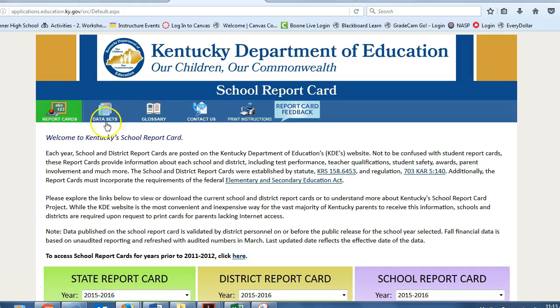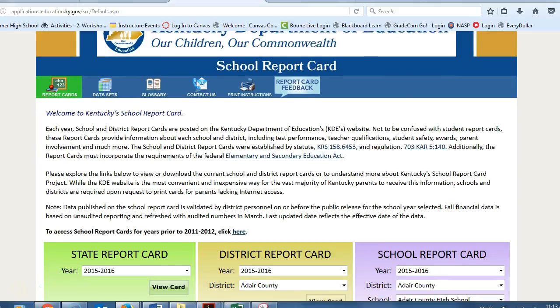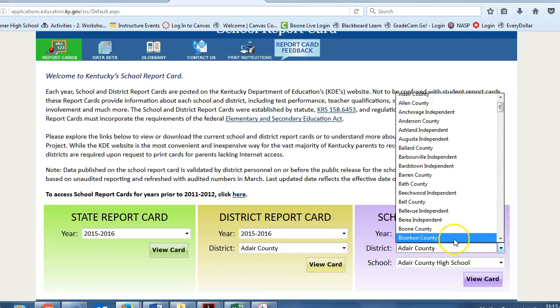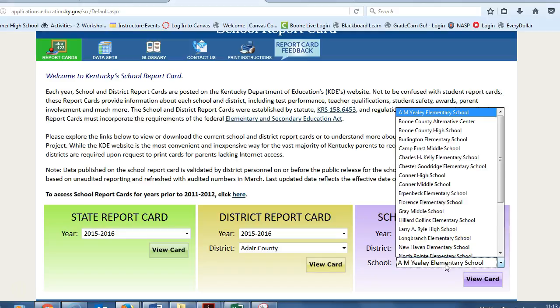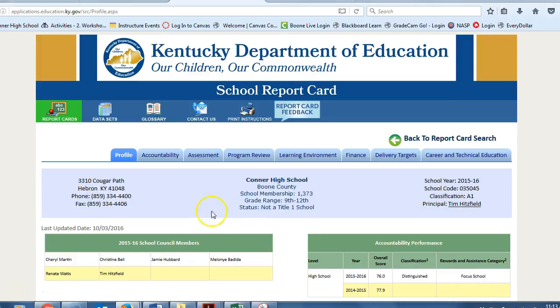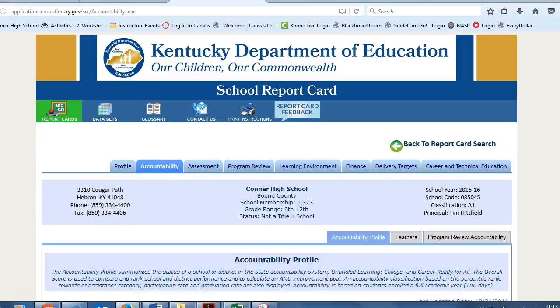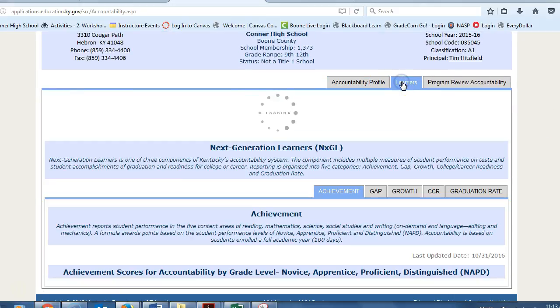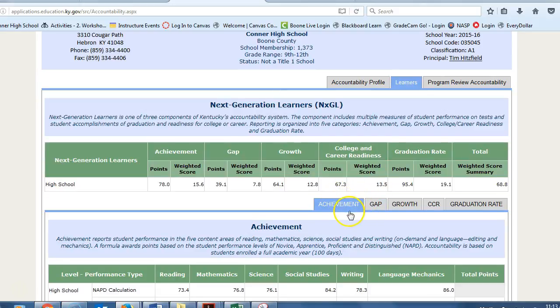The second portion of our scavenger hunt deals with achievement and gap. So the way that you will get to those portions is we're going to go into the school report card, go to accountability. Once you're in accountability, then you're going to go to learners. And these are the two tabs that we're going to be dwelling in the most for this particular section.